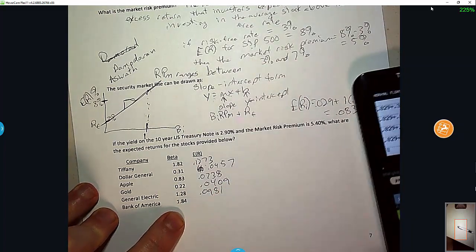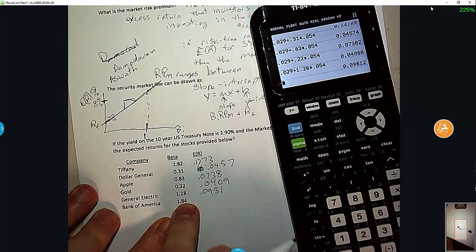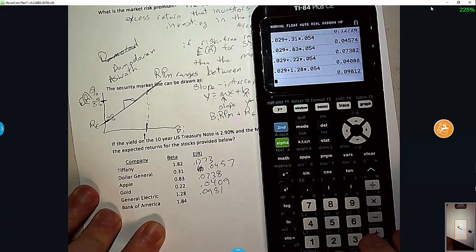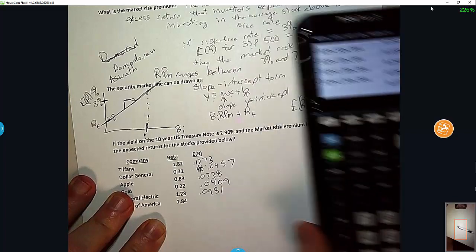And then finally, Bank of America. It's going to be close. It's going to actually be a little bit higher than Tiffany because it has a little bit higher of a beta. So we're going to take 0.029 plus 1.84 multiplied by 0.054 to get 12.84%.